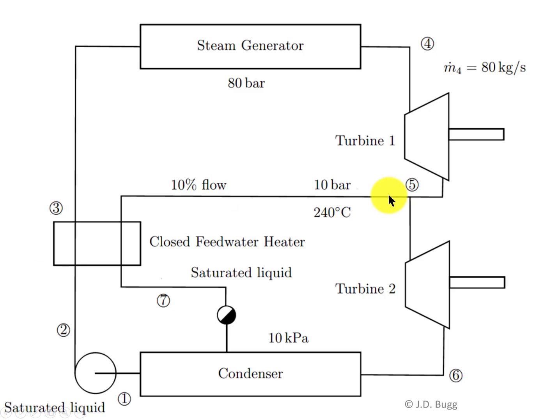The other effect that closing off this line is going to have is that the full 80 kilograms per second is now going to go through the second turbine. So the flow through the two turbines will now be the same. The flow through this turbine is going to increase from 72 kilograms per second up to 80 kilograms per second, so this second turbine is actually going to produce more power. So we'll need to add more heat into the steam generator, and we'll get more power out of the second turbine. We'll see what the net effect of that is on the efficiency when we do the calculations.